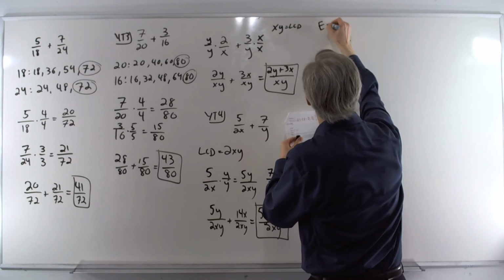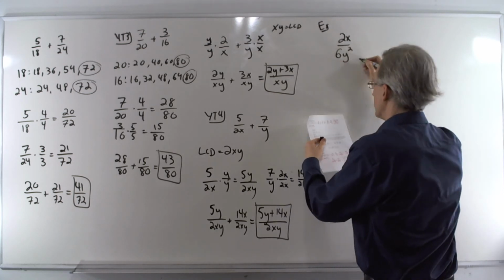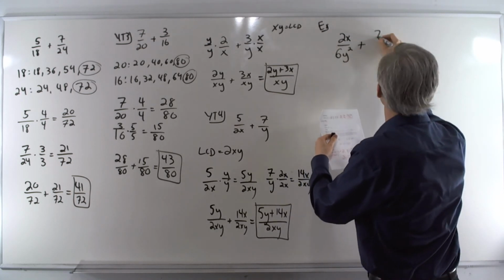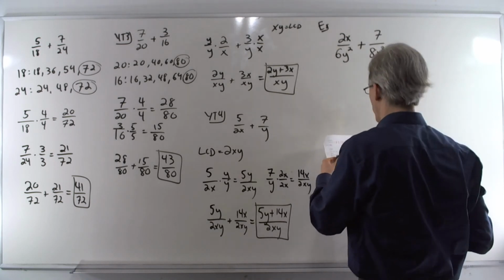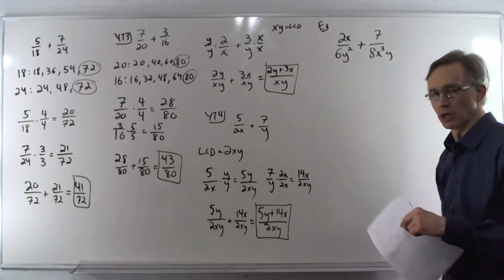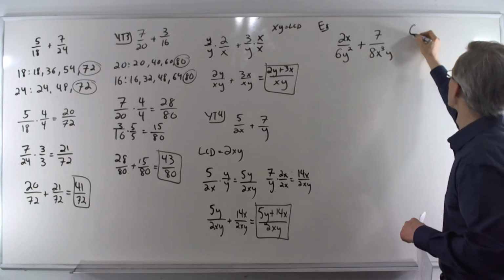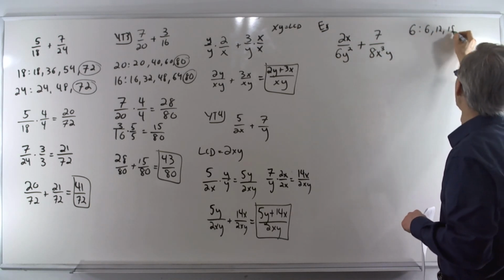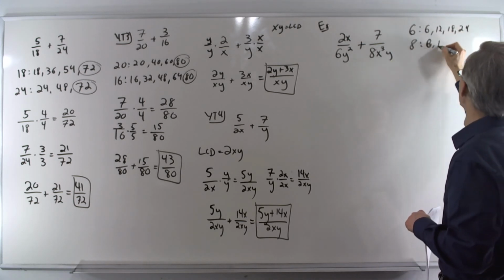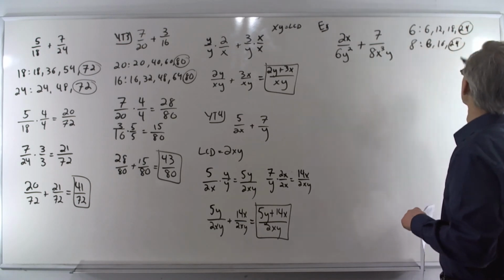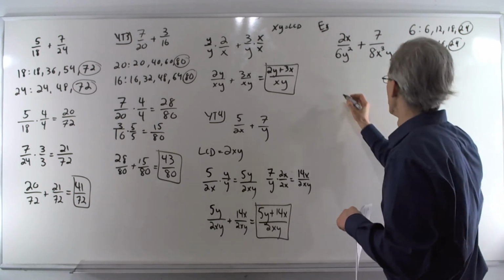For the next example, we've got 2x over 6y squared. All right, starting to introduce some exponents here. 7 over 8, x to the third, y. So first step, find the LCD. Let's start with the numbers, 6 and 8. List the multiples, 6, 12, 18, 24. And for 8, we got 8, 16, 24. So 24 is the least common multiple of 6 and 8. So we know our LCD.